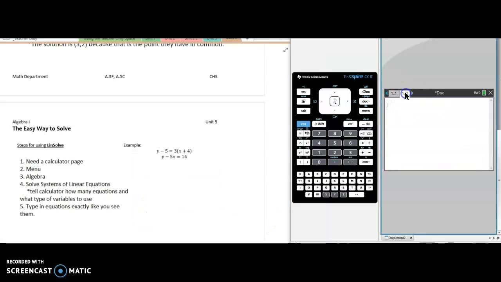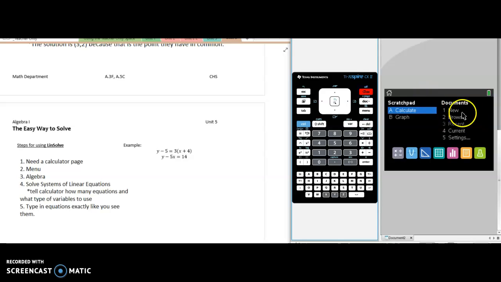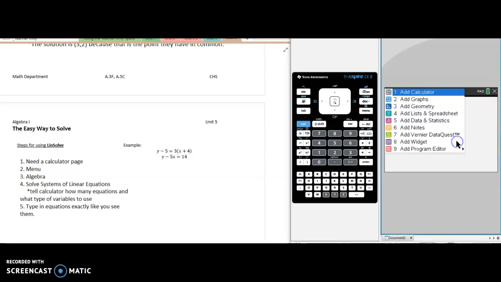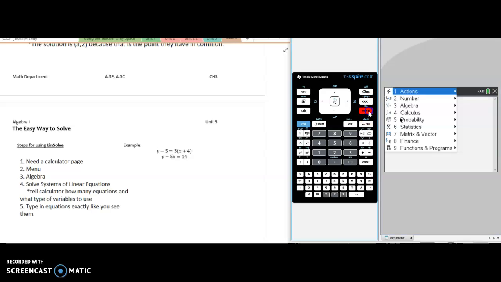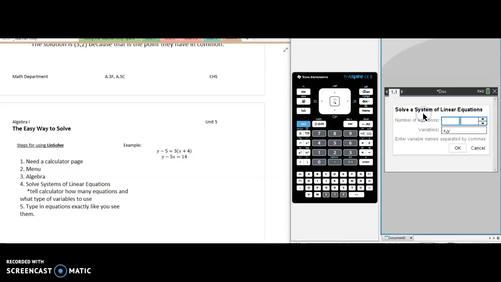Okay. So whenever I say we need a calculator page, we want to add a calculator page. Okay. So I'm walking you through the steps. So we have a calculator page. We've done number 1. Then I'm going to hit Menu. Okay. The next step is to hit Algebra. I'm going to go down to Algebra. And then I have to go down to Solve System of Linear Equations. I'm going to click on that. Okay. And so it says number of equations. You have to tell the calculator how many equations. Well, we have 2. There's 1, 2.